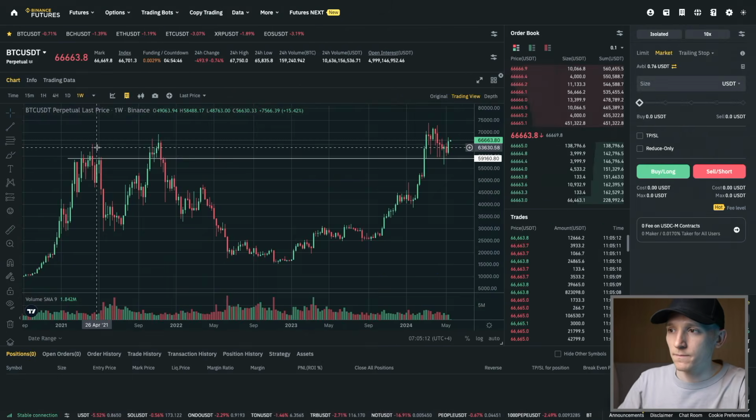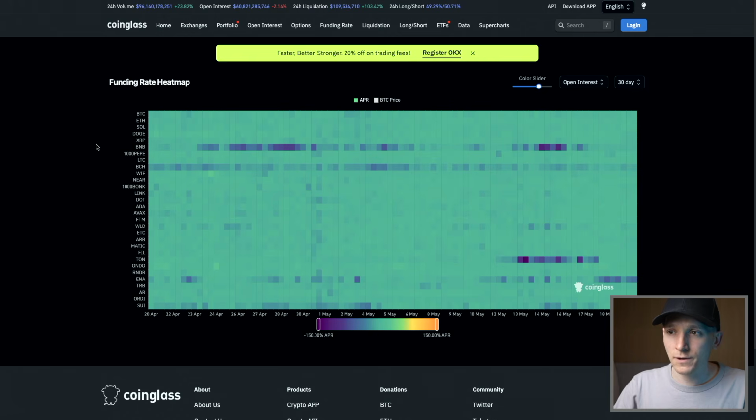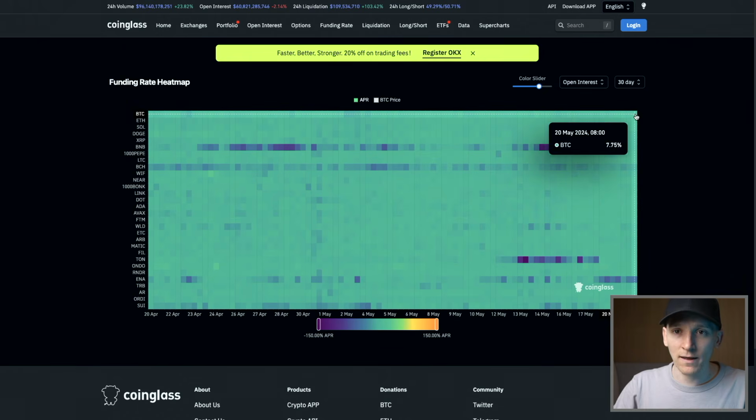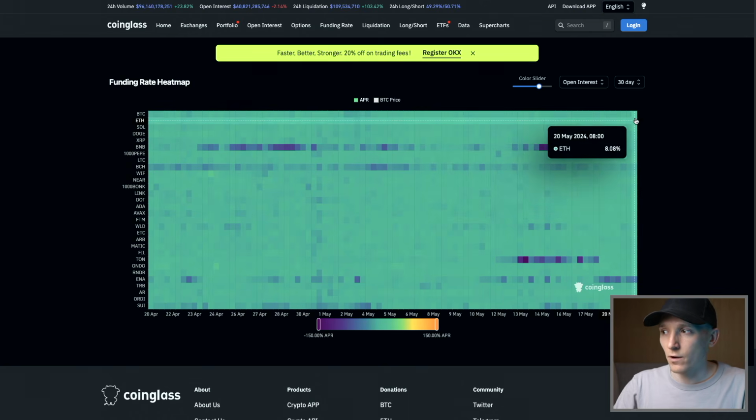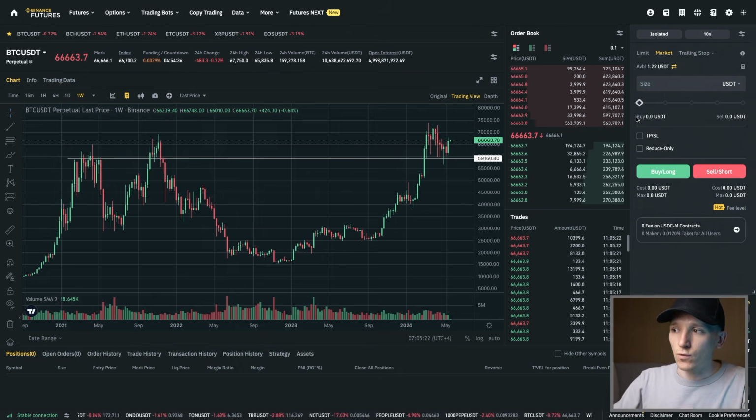You can also see that in the crypto industry, any asset that trades with futures will have a funding rate, as you can see here. So they're all laid out. This is a very normal thing within crypto.